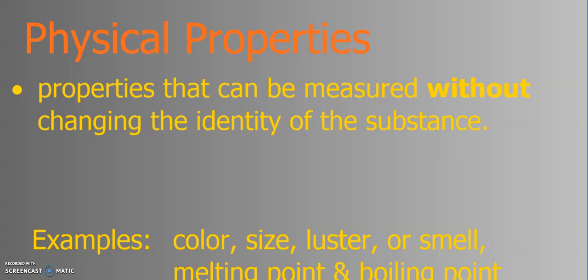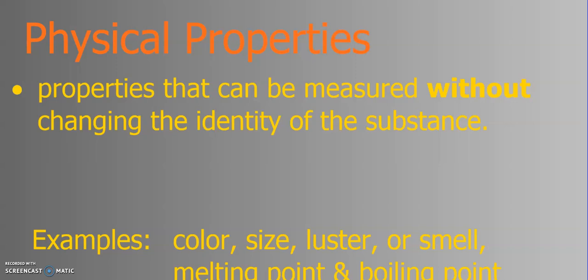This video is on physical and chemical properties. Physical properties are properties that can be measured without changing the identity of the substance. So think of a property as a characteristic, like a descriptor of an object or something that you have there, maybe in the lab. So these are properties or characteristics that you can measure. The identity of the substance doesn't change.